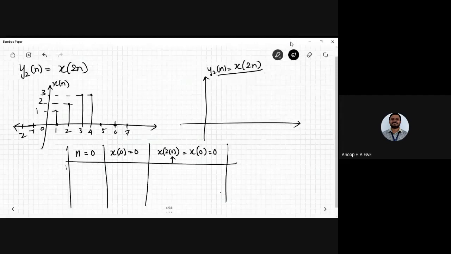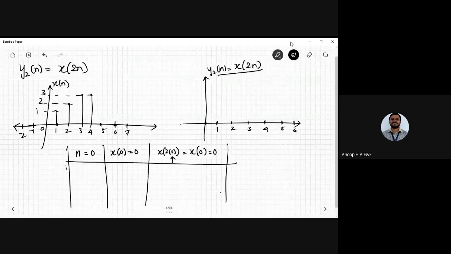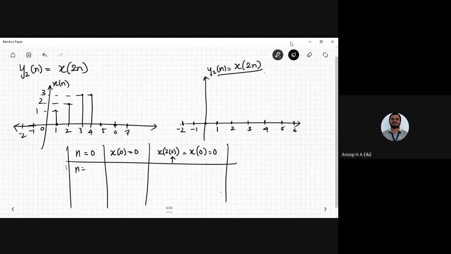Yes. So this is 0, this is 1, this is 2, this is 3, this is 4, this is 5, and this is 6, this is -1, this is -2. Now I need to observe when n equals 1, x of 1.